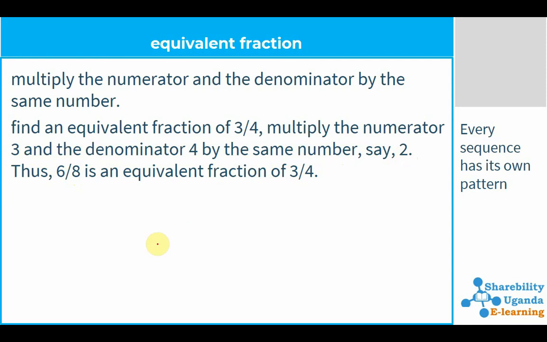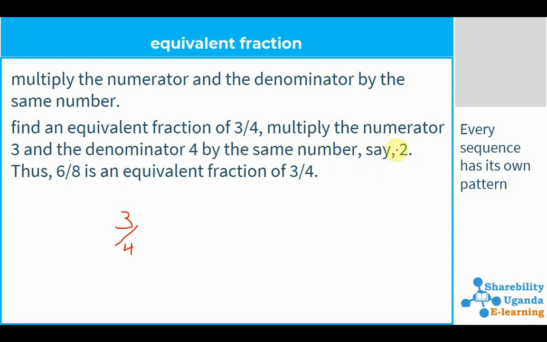So there is a trick that was used to get this answer. Let's see how they came up with 6 out of 8 as an equivalent fraction of 3 out of 4. This is our fraction, 3 out of 4. We are going to see how to get an equivalent fraction of this. Here they say we can multiply the numerator 3 and the denominator 4 by the same number.